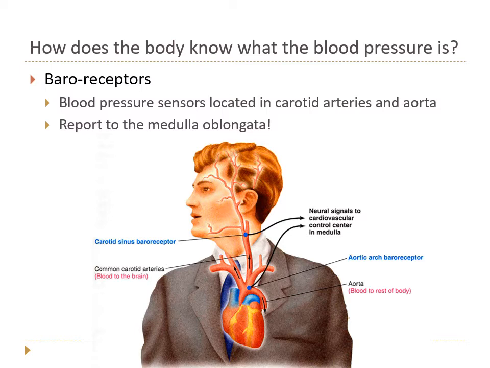So obviously we need to have a sensor. We need to have something that tells us what the blood pressure is. So we actually have these really interesting things called baroreceptors. And we have some in our carotid arteries, and we have some in the aorta. So these are specialized areas that will sense blood pressure, and then they report that information up to the central nervous system, specifically to the medulla oblongata, which you might remember as the part of the brainstem that's important for life support functions, right? Blood pressure, heart rate, breathing, that's the medulla.